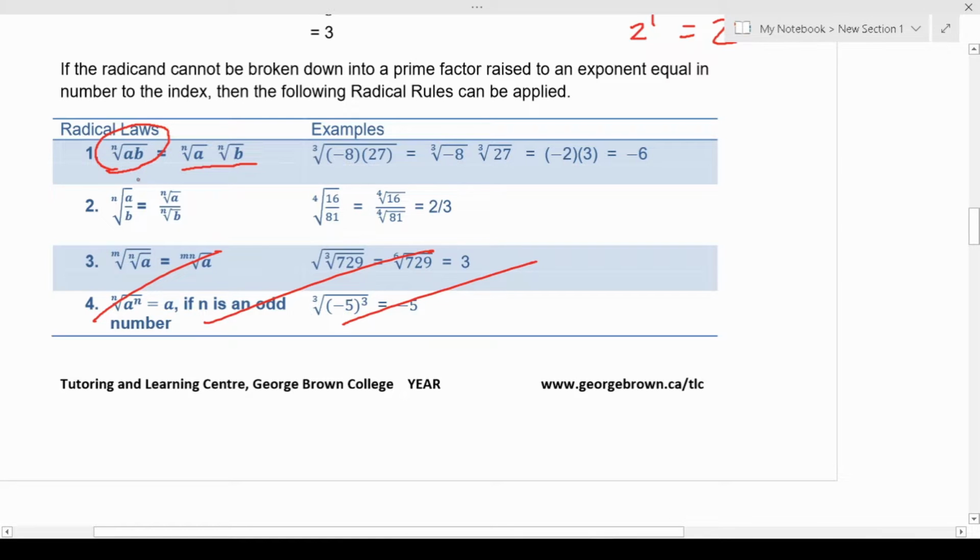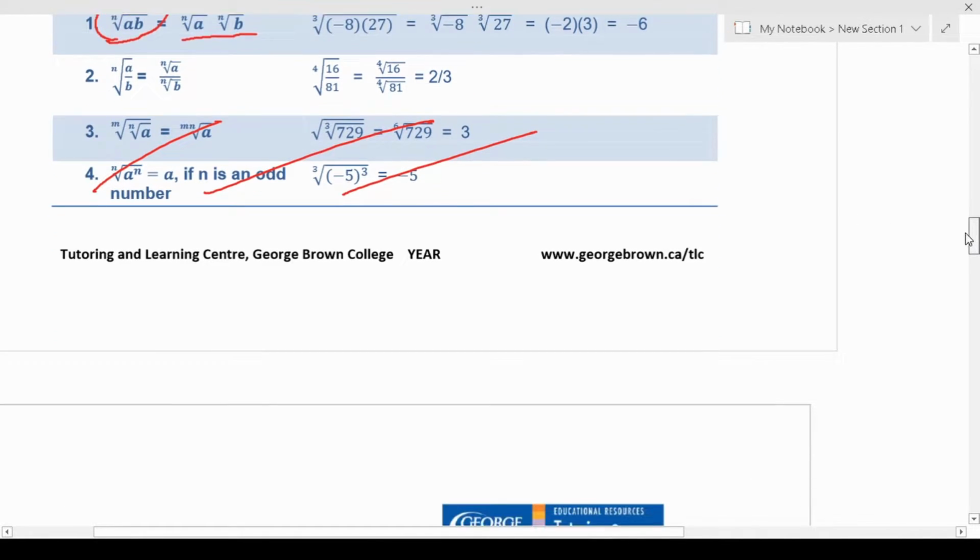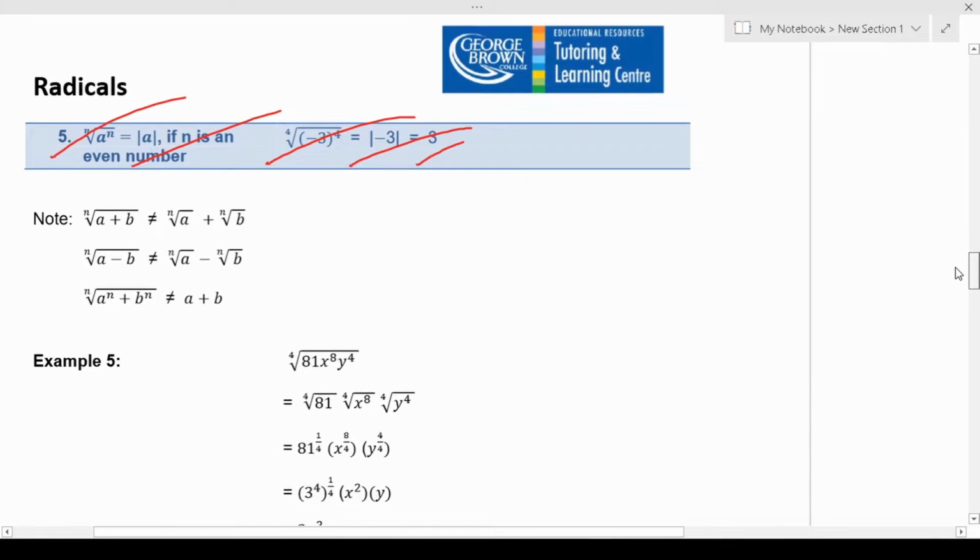Similarly, if you have 2 numbers that are being divided inside the radical to the index, you can break them apart as well. So in this example, we have 16/81 to the 4th index. And as you can see, you can break those apart separately. The 4th root of 16 is 2, whereas the 4th root of 81 is 3. And that's another way you can simplify radical expressions. Okay, we're going to see a couple of examples of that as well.